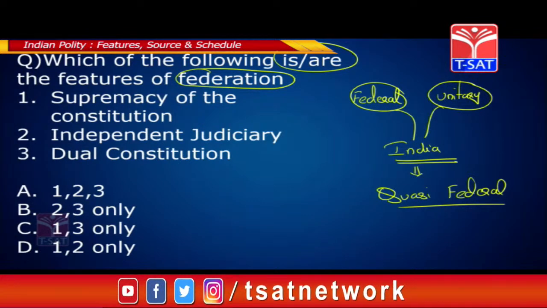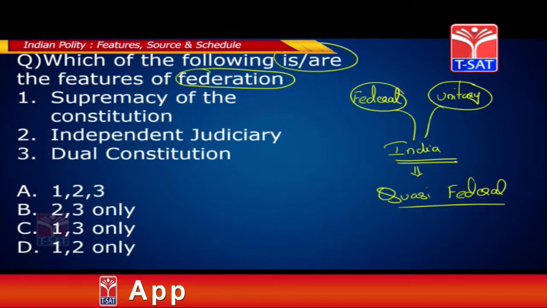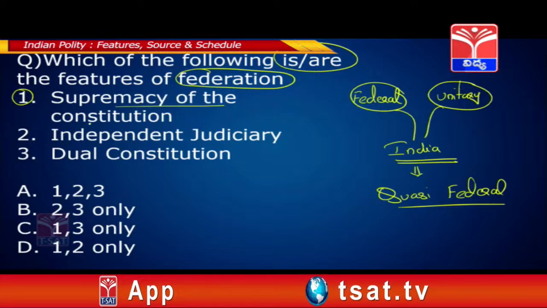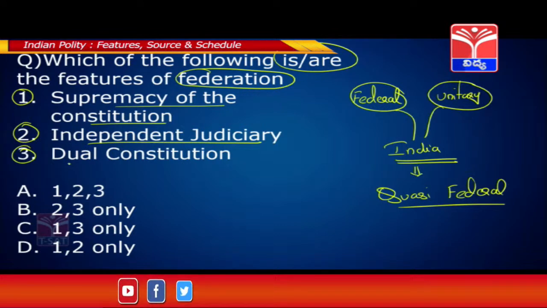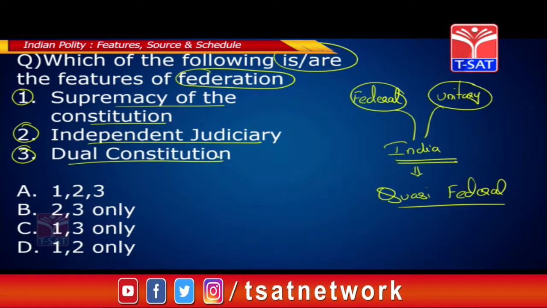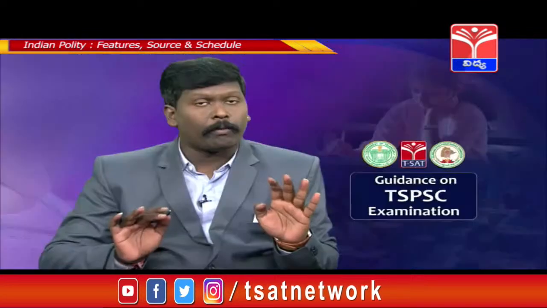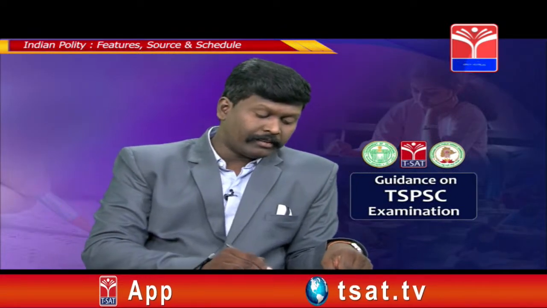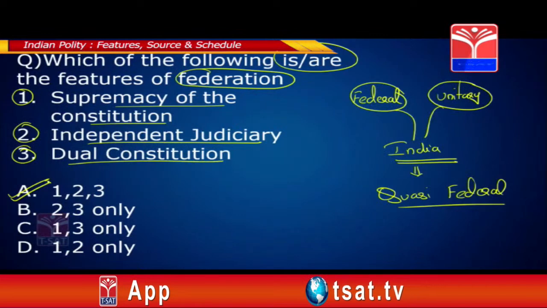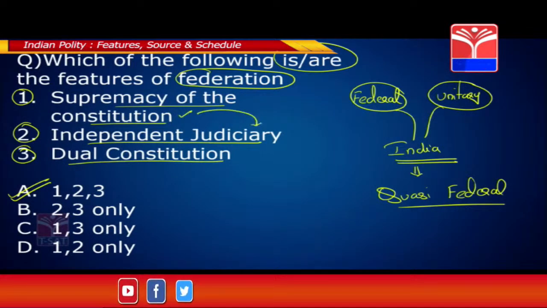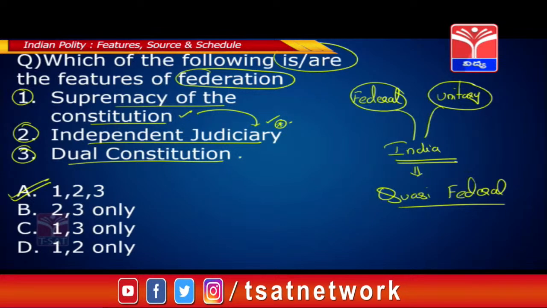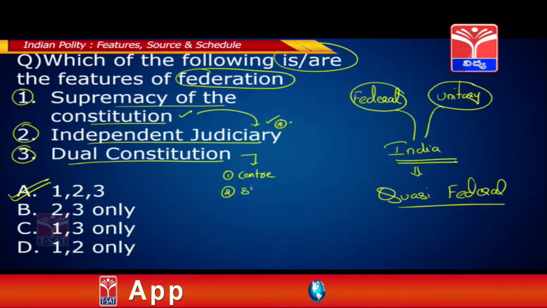Now, the question is, which of the following is or are the features of the federation? 1. The supremacy of the constitution. 2. Independent judiciary. 3. Dual constitution. All the 3 points mentioned in the question are the features of the federation. Answer is A. Because there is a supremacy of constitution, we have an independent judiciary, and there is a dual constitution, one with respect to the center and the second with respect to each state.